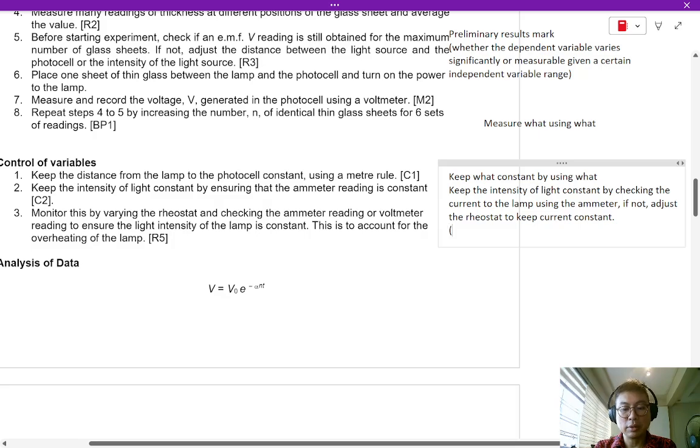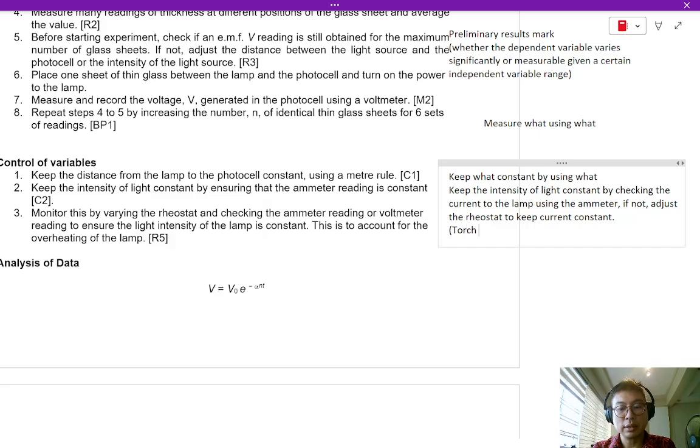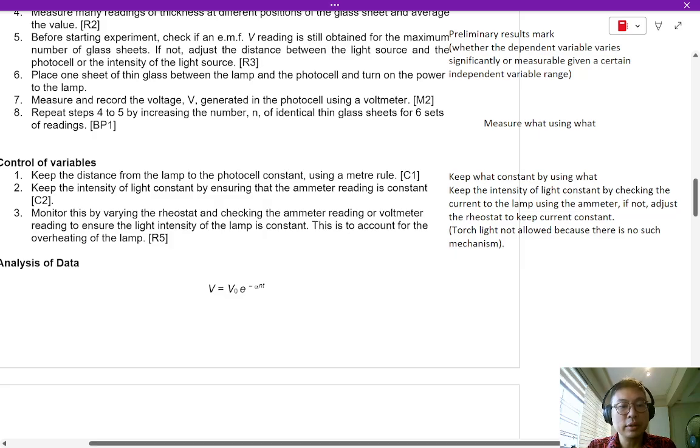Please take note, torchlights are not allowed because you can't keep the torchlight constant. There's no rheostat or ammeter that can measure the intensity of a torch, so torchlights are not allowed. Okay, vary the rheostat and check the ammeter reading or voltmeter reading to ensure the intensity of light is constant. This is to account for the overheating of the lamp. So this is the reliability mark number 5.